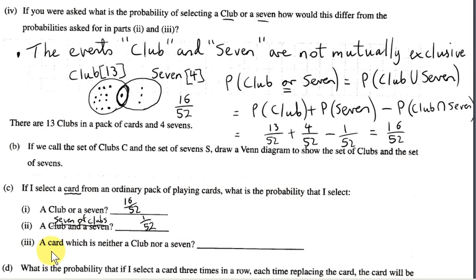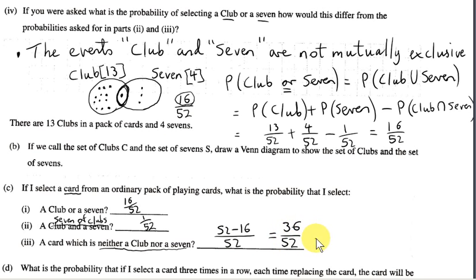Next question, we want the probability of selecting a card which is neither a club nor a 7. So what we want is the number of cards that are neither clubs nor 7s. We know that 16 cards are either a club or a 7. So the remainder of the 52 cards must be neither. So we have 52 minus 16 divided by 52. That's 36 over 52.